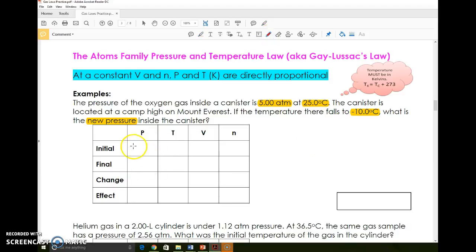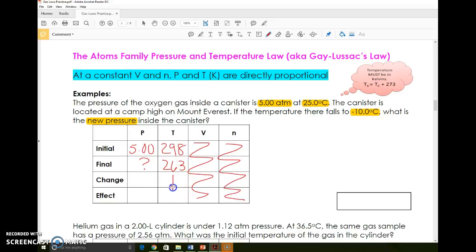Okay, as we complete our ice table, the initial pressure of the canister is 5.00 atm. The initial temperature, again, we need to change from Celsius to Kelvin. So we take 25 degrees and, per this equation here, add 273 to get an initial temperature of 298 Kelvin. If we take the canister to the top of the mountain, the temperature is now negative 10 degrees. Again, we add this to 273 for a final temperature of 263 Kelvin, and we need to determine the new pressure. Volume and number of particles are constant in this relationship.